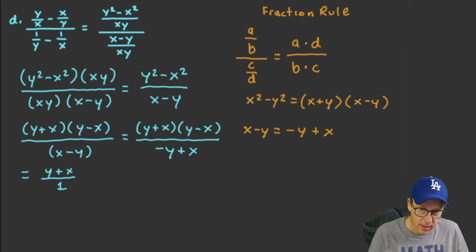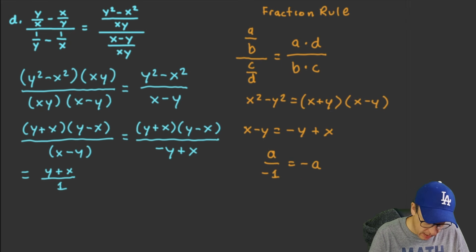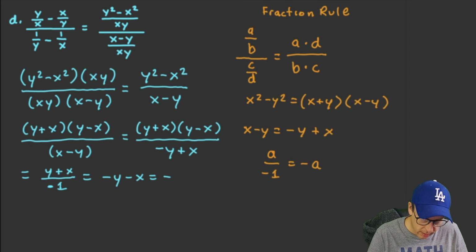Exactly like that. And then a fraction rule says that if we have, I'm going to make all my rules be in orange. So if you have a over negative 1, that is equivalent to negative a. And utilizing that, this is going to be equal to, well, this should be a negative value. Sorry about that. This is going to be equivalent to negative y minus x, which is equal to negative x plus y.